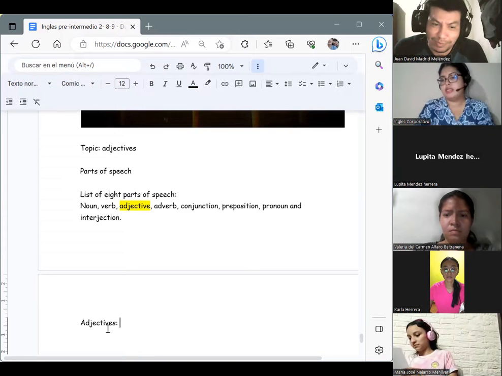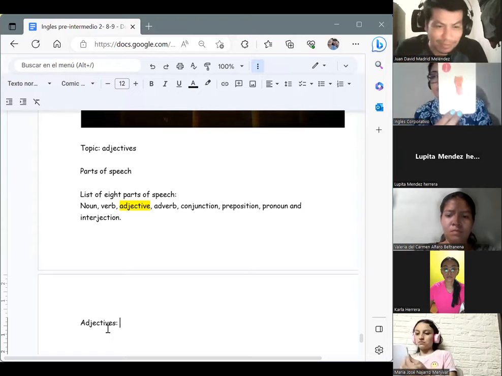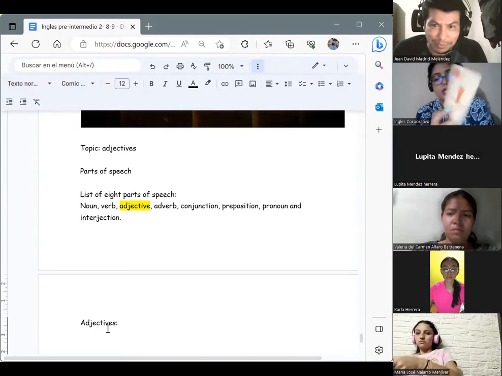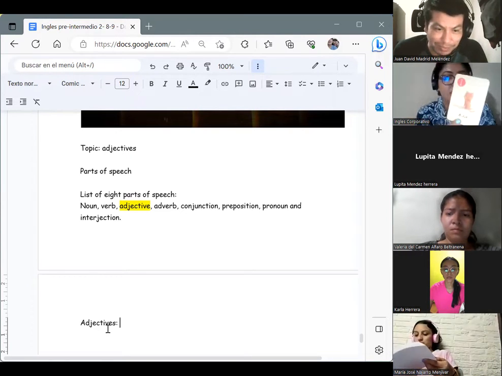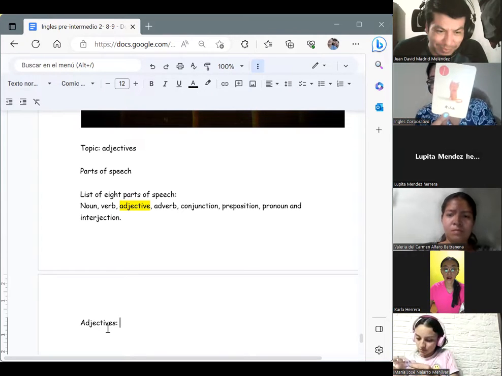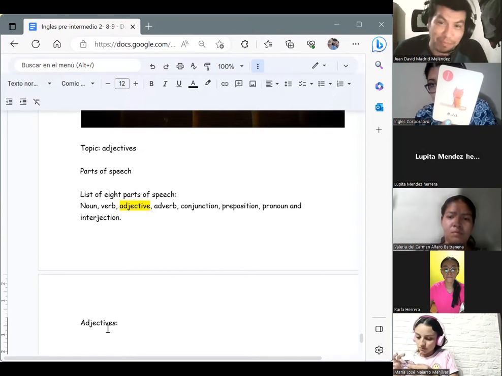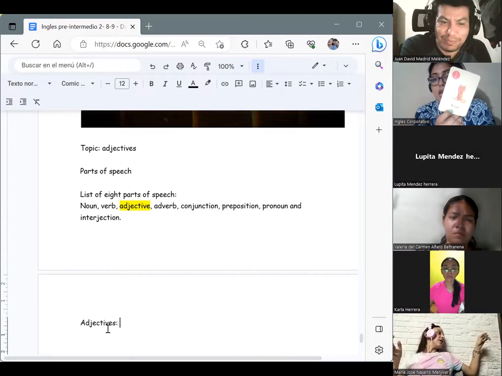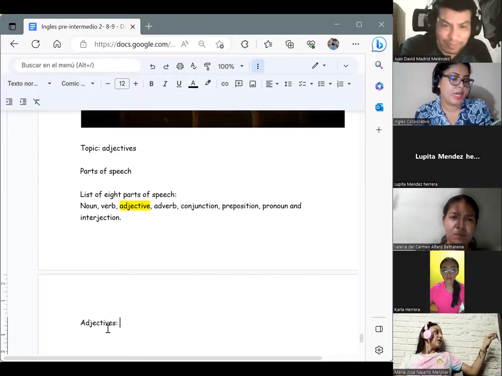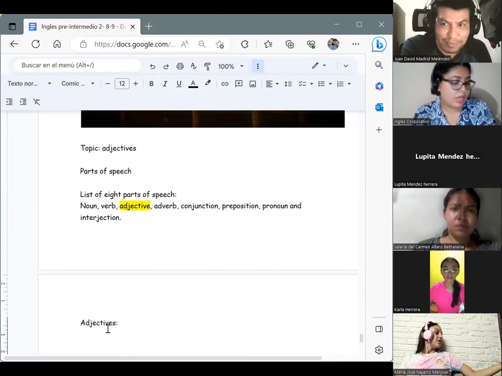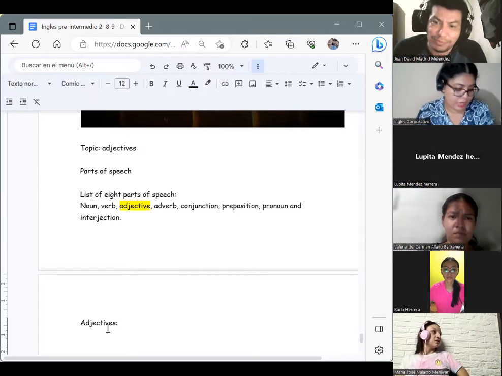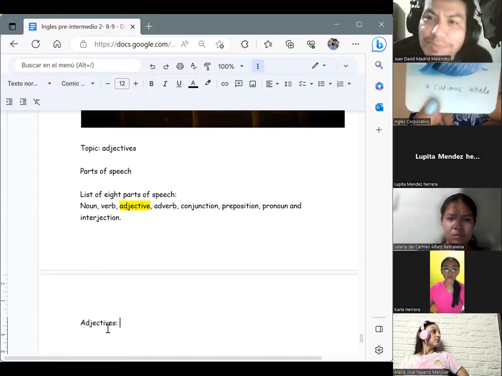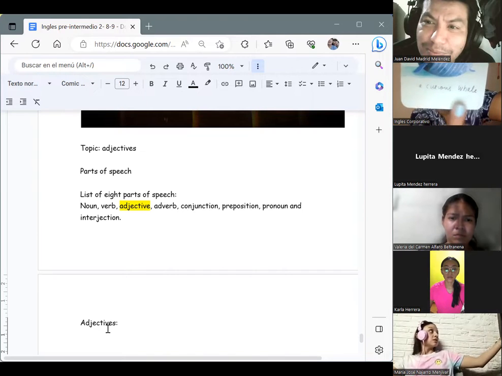In this case, I have a cat. I need to describe this cat. And I'm going to tell you, I'm beginning with the adjective. I have a small cat. It's orange with white. Es naranja con blanco. I'm using the description. It has something red. It's very playful and very noisy. Es bastante ruidoso.